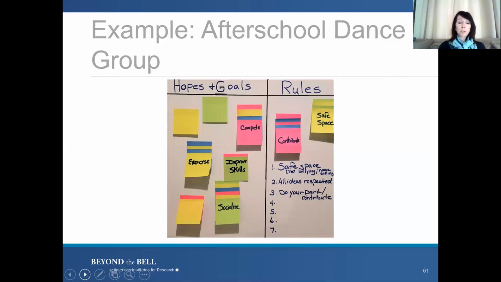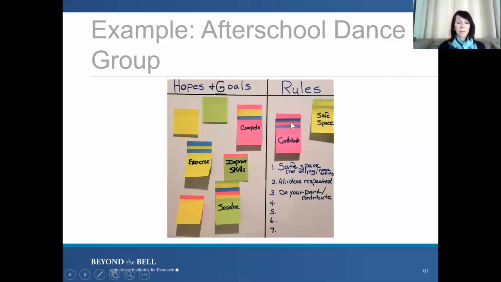So if we want to compete, if we want to improve our skills, if we want to exercise, if we want to get some socialization in there, what are the rules that we need to follow in order to have a successful after-school dance group? So they would write their thoughtful rules on Post-its and they would put them on the chart paper. You as a facilitator would group like-minded responses together.